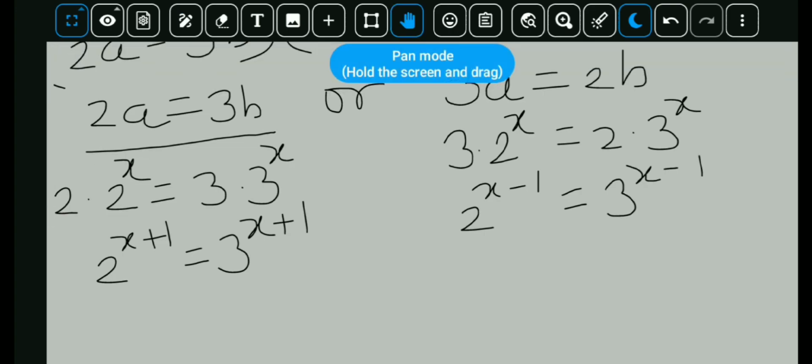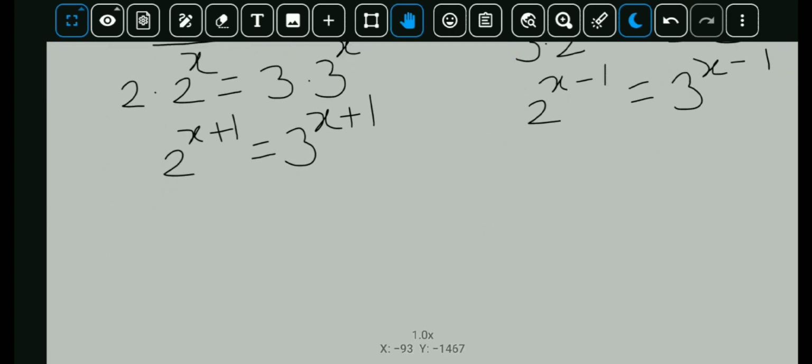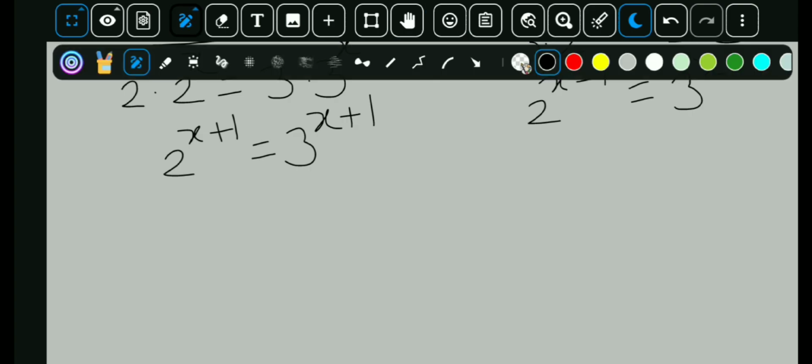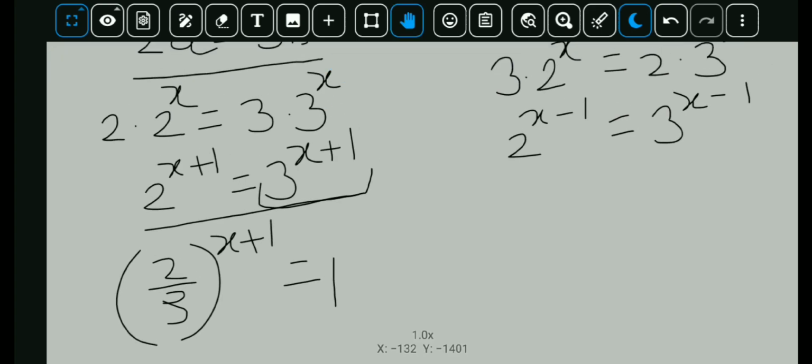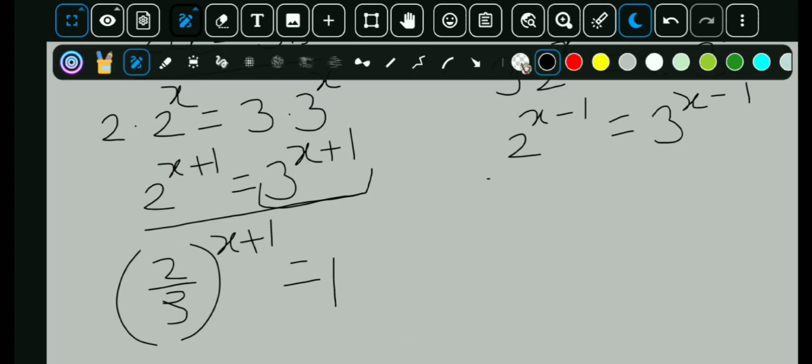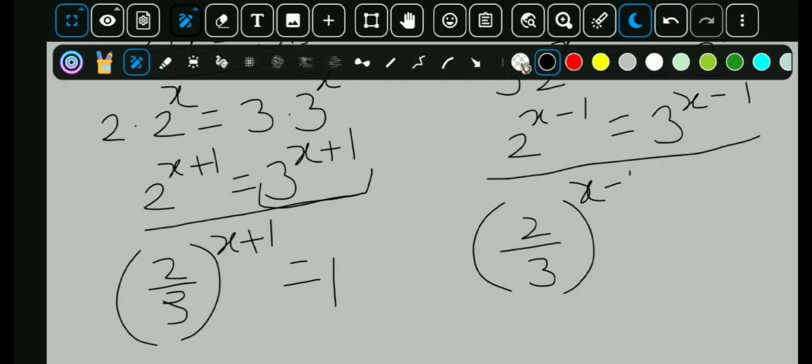So again we have two equations and either of them could be the solution. If we look at this equation, we can take 3^(x+1) to the other side, so we will get (2/3)^(x+1) = 1. And if we take the other equation and solve it, we get (2/3)^(x−1) = 1.